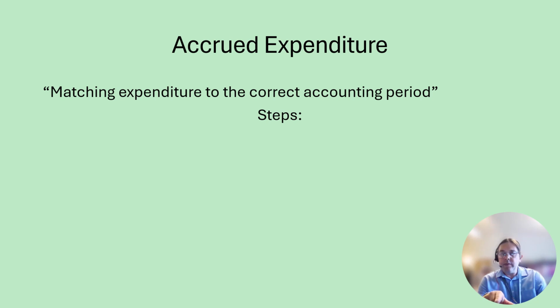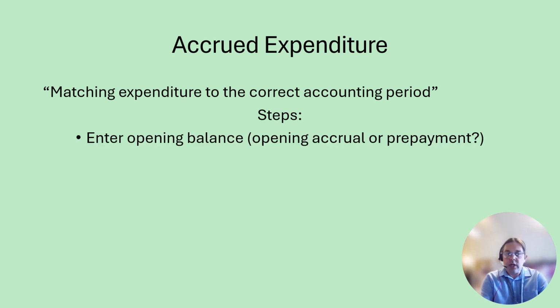So it's not about what we spent this year, it's about what relates to this year. So we could have money that we owe at the end of the year, which will be included within our expenses because it relates to this year, or we could have paid in advance for something for next year and we need to remove it. So what we need is a T account and a methodical approach.